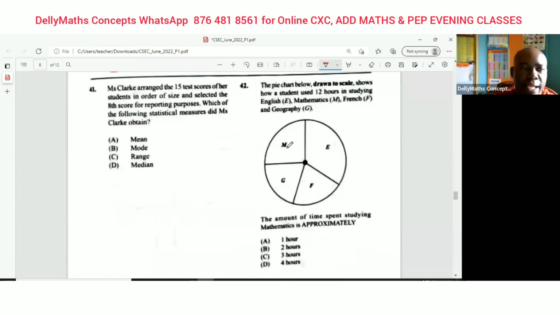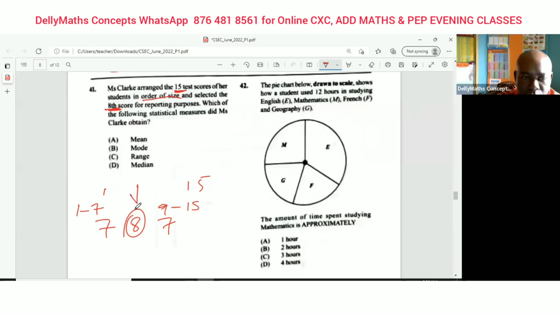All right, we're looking at a case where Miss Clark arranged 15 test scores in order of size, and then she selected the 8th one. If we have 15, like 1 to 15, basically we'd have 7 on that side, 7 on that side. 8 is in the middle here, as in the 8th term. So we'd have 1 to 7 here, and then we'll actually have 9 to 15.